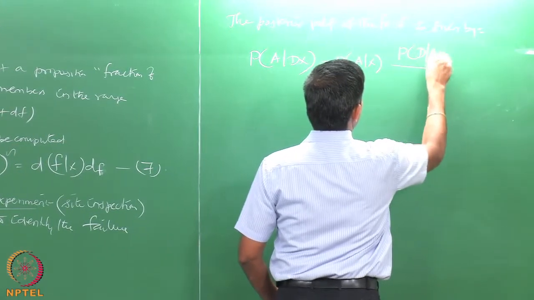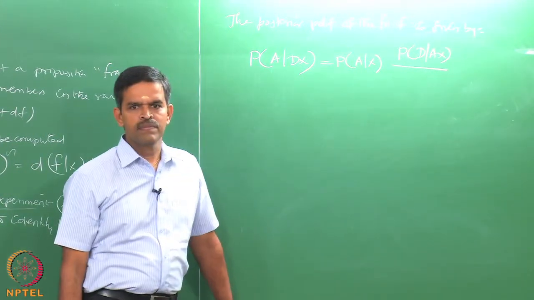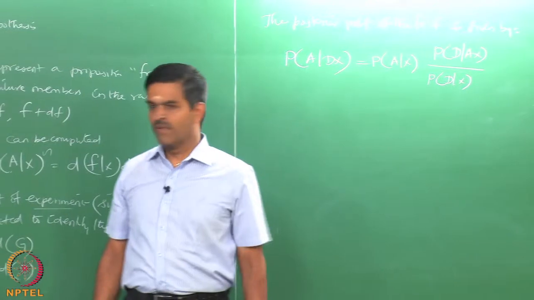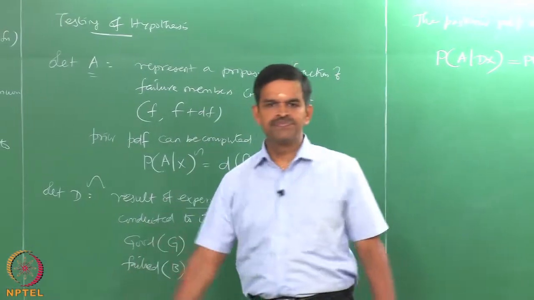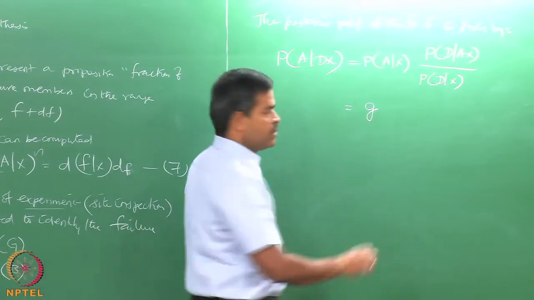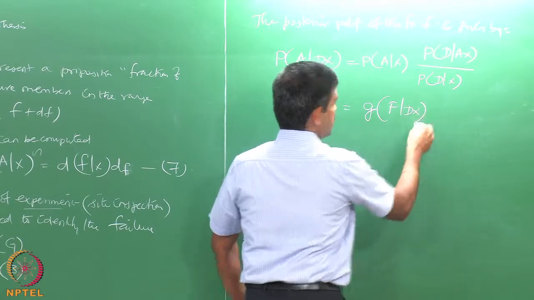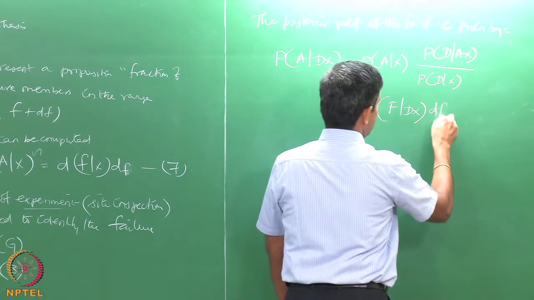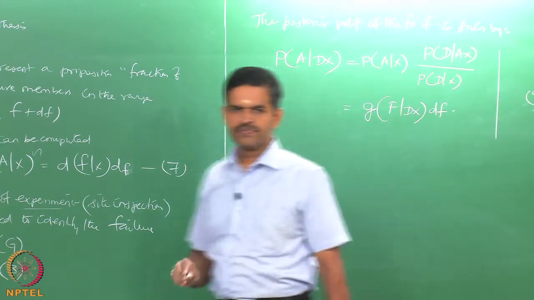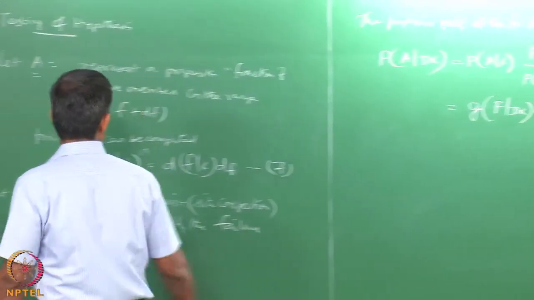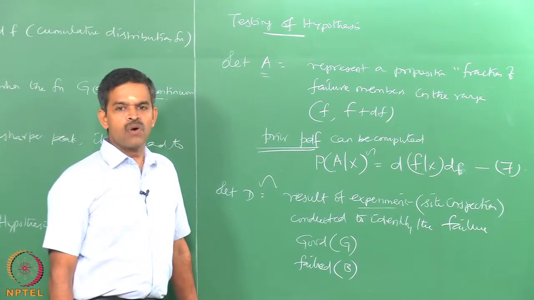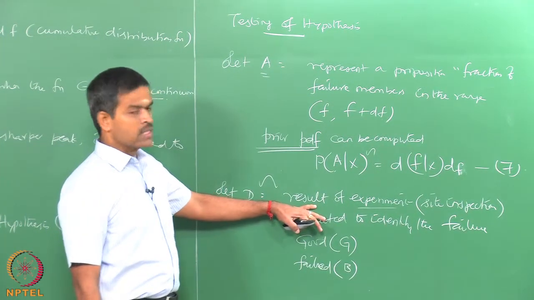P of D given Ax by P of D given x, where D is the test results, which is as good as g of f given dx df. Let me call this equation 8. So, this is the equation representing the prior PDF before we had some knowledge about test results conducted on the site.